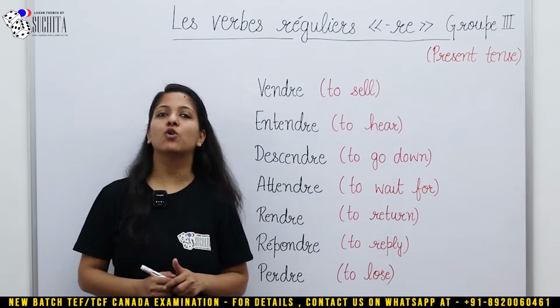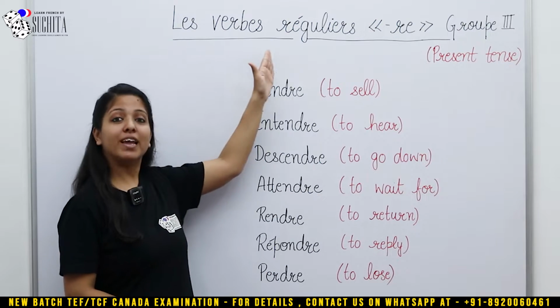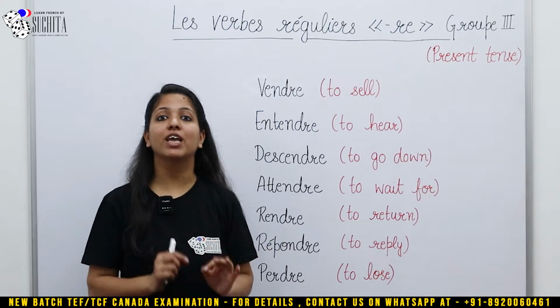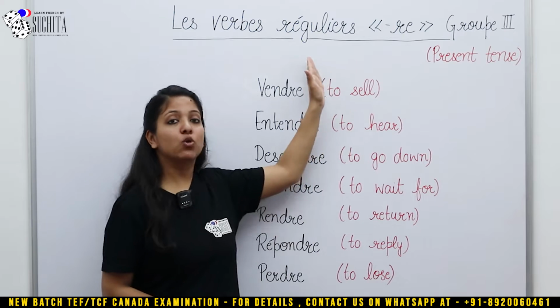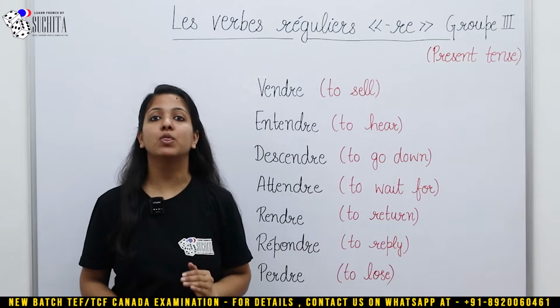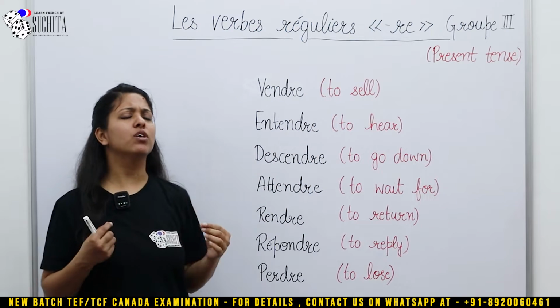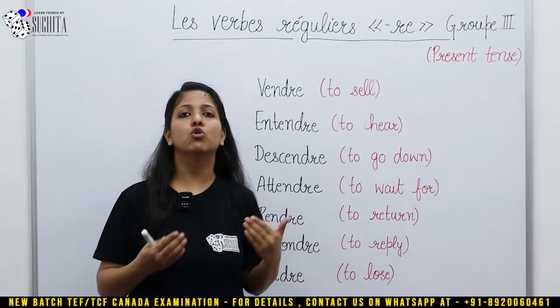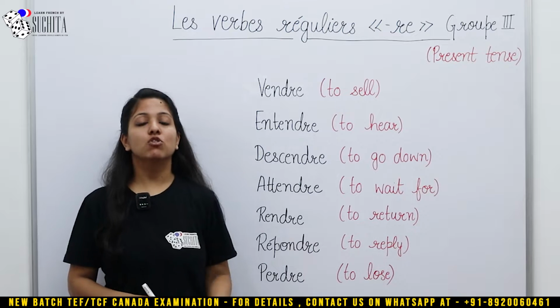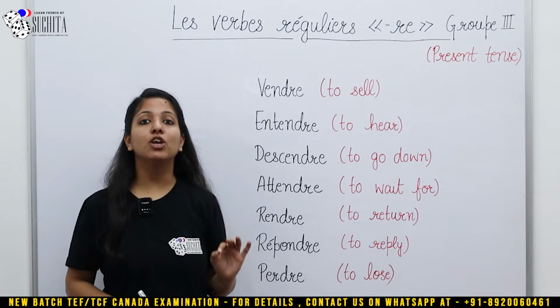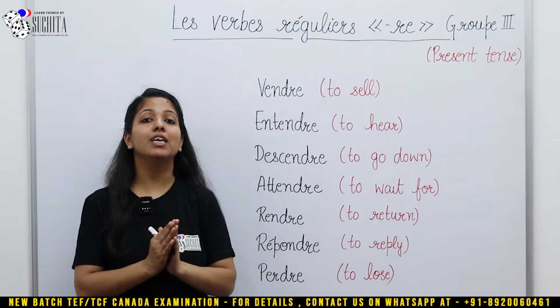In this video, we are going to learn les verbes réguliers, which are group 3 verbs. These are regular RE verbs, and we are going to learn how to conjugate them in the present tense. Before we begin, I would like to give you a brief recap of what groups there are in French. There are 3 groups of verbs in French. Group 1, which are regular ER verbs.